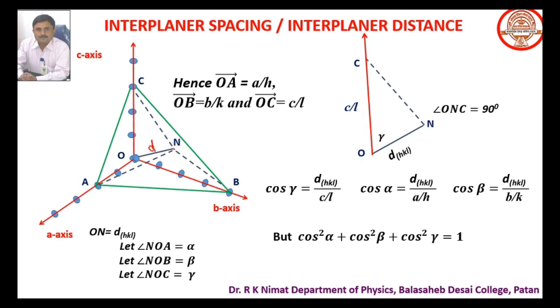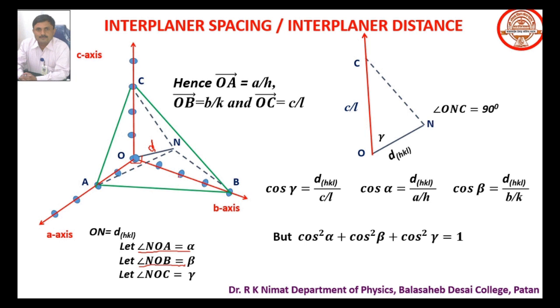Now join NA, NB, and NC, so that angle NOA is equal to alpha, this angle is alpha.